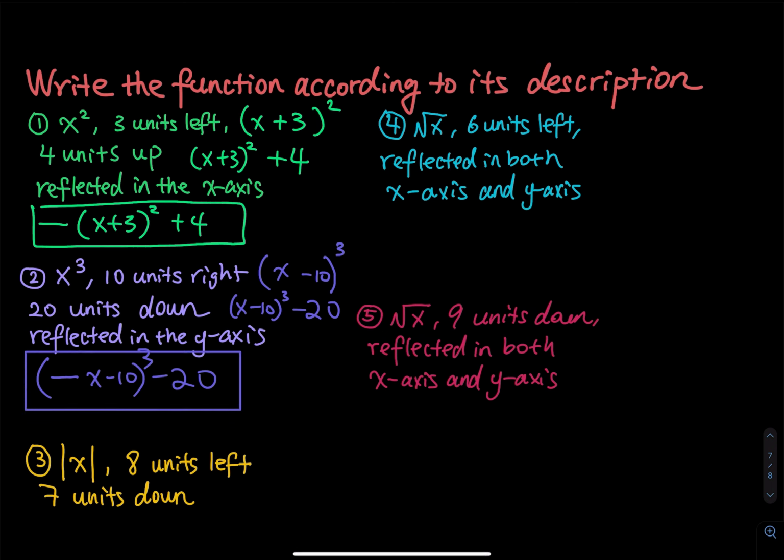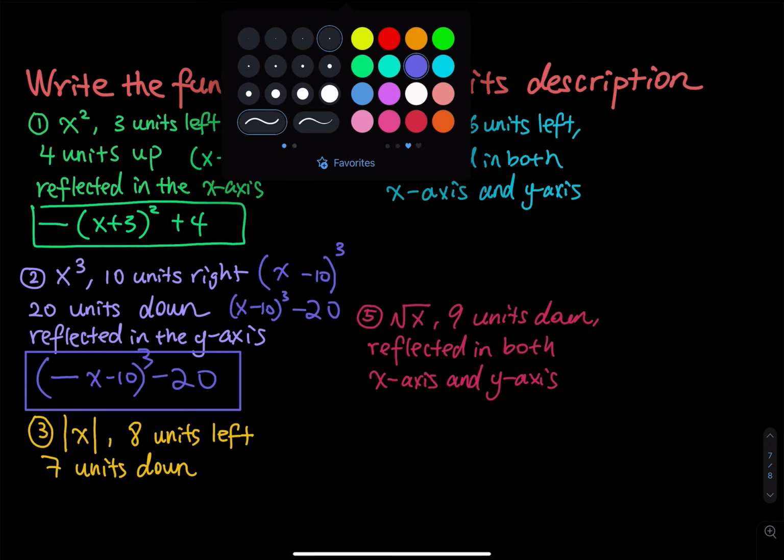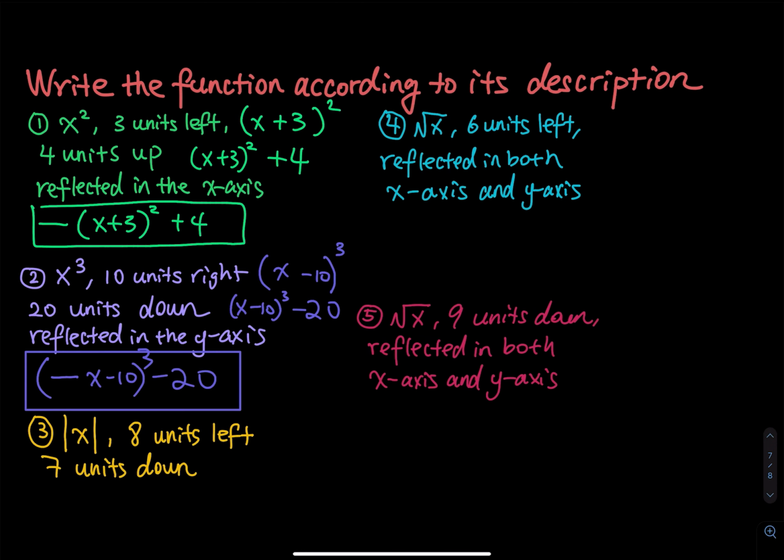Alright, how about the next one? The next one is an absolute value, 8 units to the left, 7 units down. So let me move this up a little bit. So you go 8 units to the left. So 8 units to the left, what is this? This is a x minus 8, right? So you have a x minus 8, x minus 8.